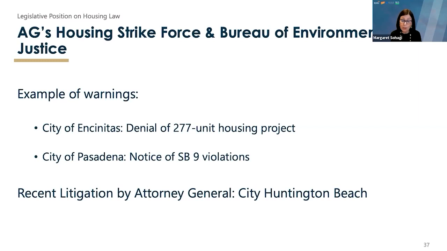Recently, I think it was on March 6th, the Attorney General took the next step of filing a lawsuit against the city of Huntington Beach, challenging their ban on SB 9 and ADU projects, as well as their resolution to not enforce builders' remedy rights. So they went forward despite the warnings from the Attorney General. We now have a lawsuit on the books dealing with that, and it's too early to see where that's going to go. We'll just have to wait and see.